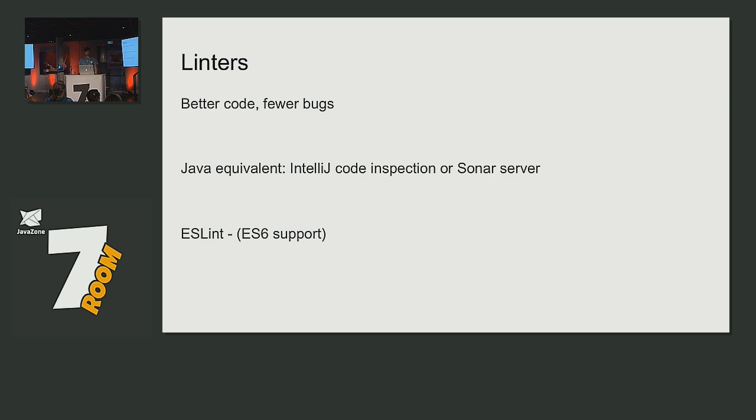You have another kind of tool here that you run on your source code, and it gives you hints on writing better code and problems you may have with your code. The Java equivalent would be to run code inspection, or have the source code run through a Sonar server. One such tool in JavaScript is ESLint. It has ECMAScript 6 support.